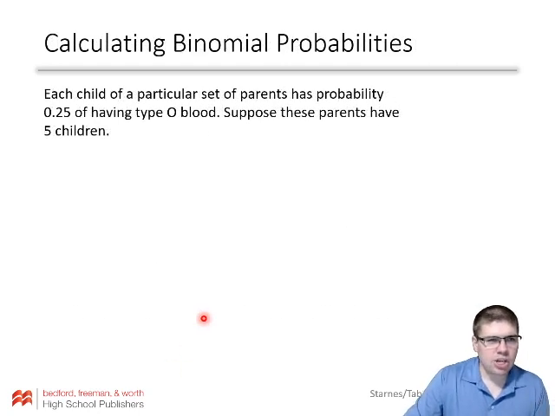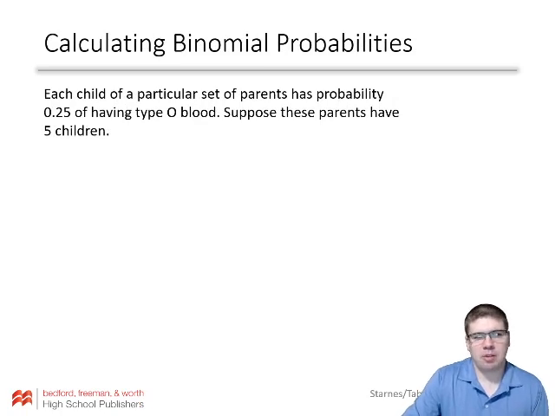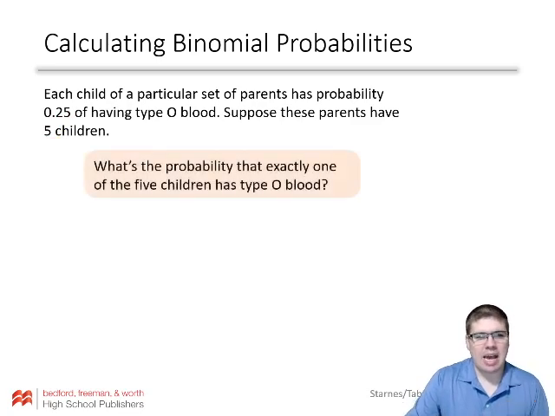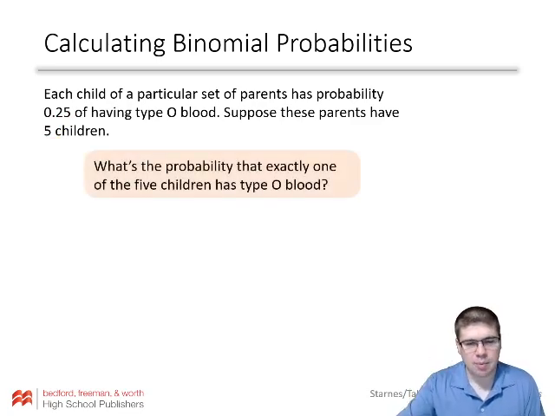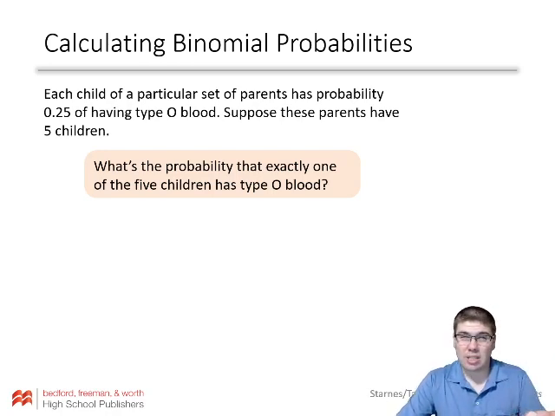So each child of a particular set of parents has a probability of 0.25 of having type O blood, and suppose the parents have 5 children. So there are two parameters there. We've got our n and we've got our p, our number and our probability. So what is the probability that exactly one of the children has type O blood? We kind of already crept into this a little bit before, but we're going to have 1 success and 4 failures, right?